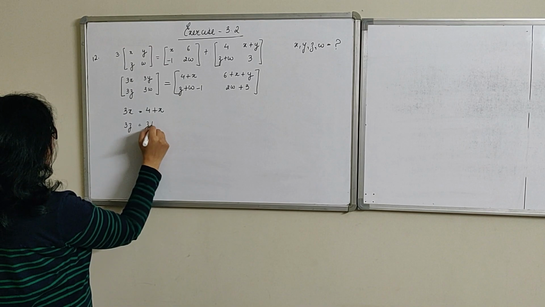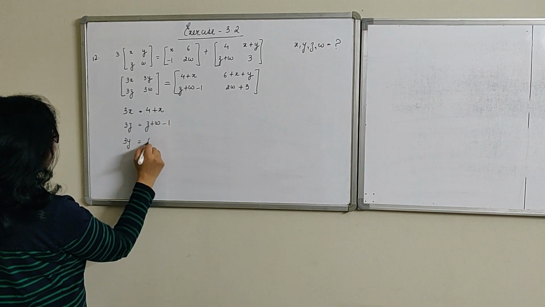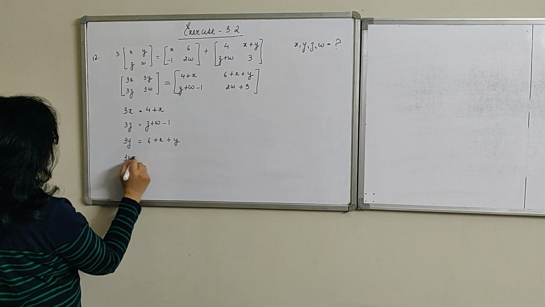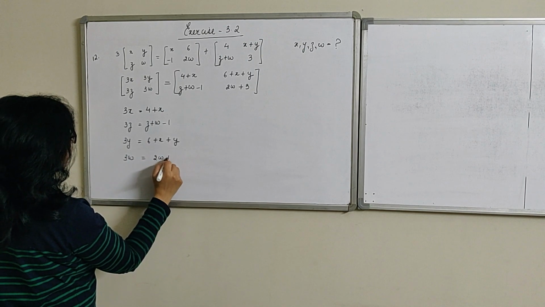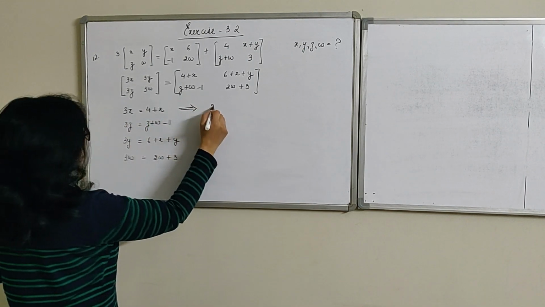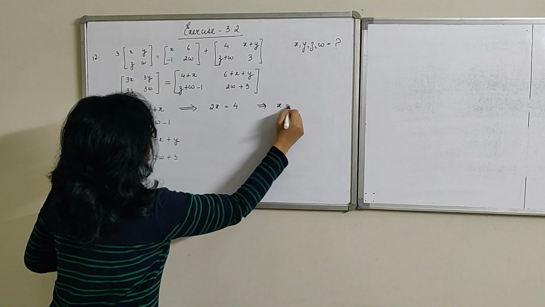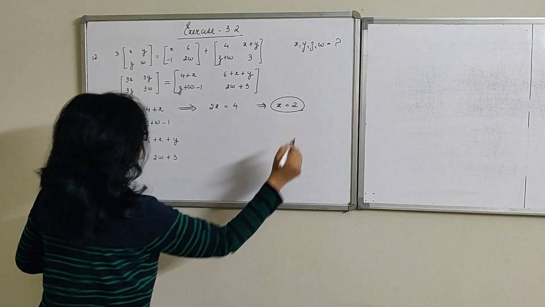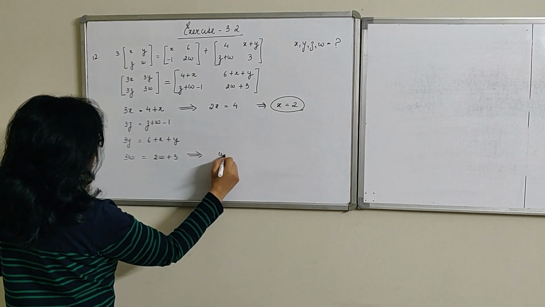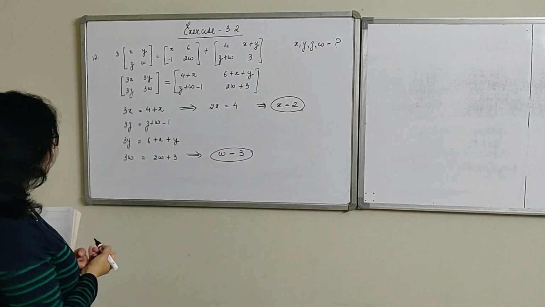3z is z plus w minus 1. 3y is equal to 6 plus x plus y. 3w is 2w plus 3. So from the first equation, if we simplify, we get 2x equal to 4, which means x is equal to 2. So one value we have found. From this equation, on simplification, we get w is equal to 3. So x and w we have found.